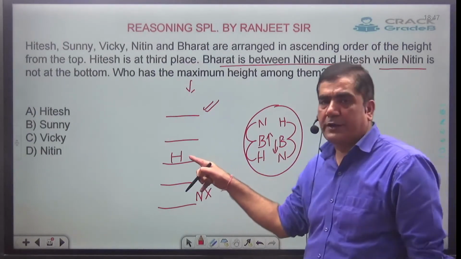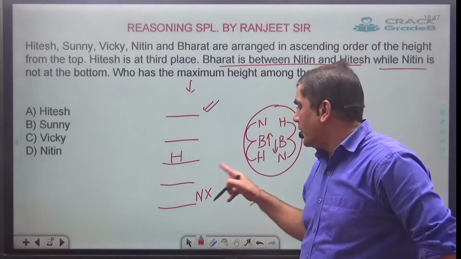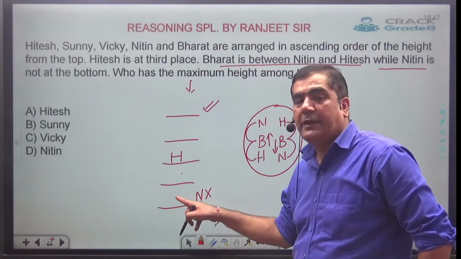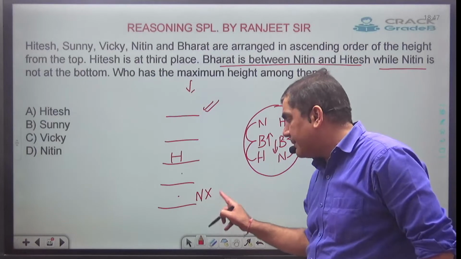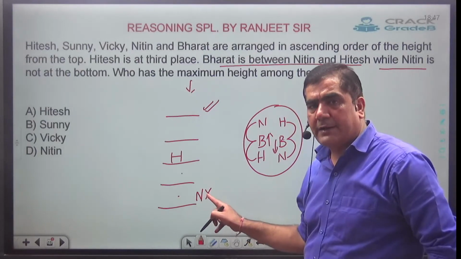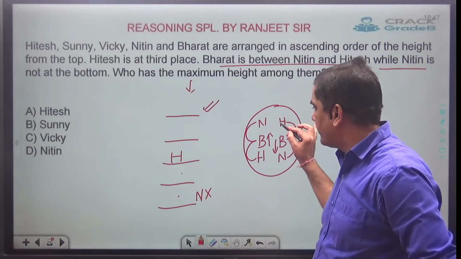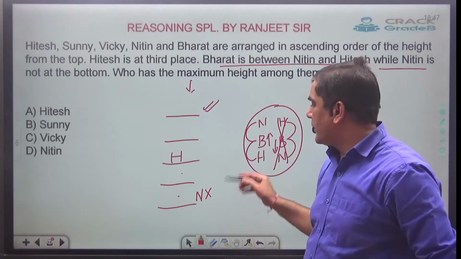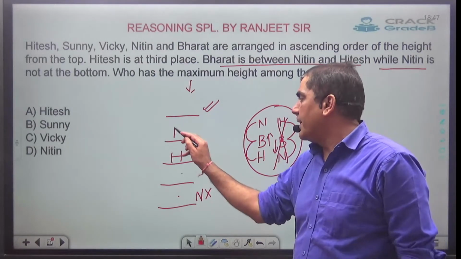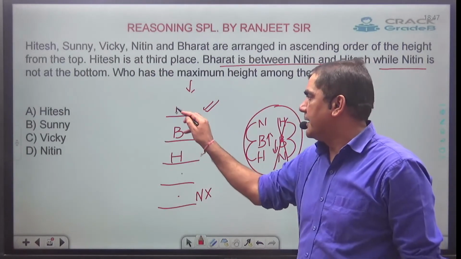Now Hitesh is over. Let's check below. So below will be what? Here this will be Bharat and this will be Nitin. But they are saying Nitin can't come at this place. Nitin can't come at this place means what? This case is not possible. So the only case is what? Above Hitesh will be Bharat and above Bharat will be Nitin.